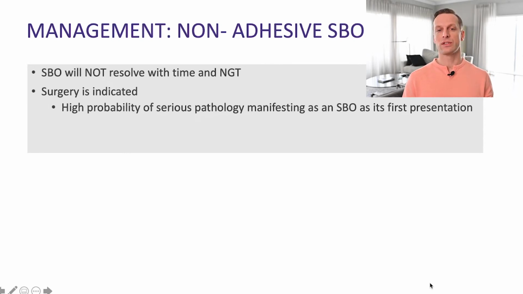The other indication for surgery that's consistent in bowel obstructions is this issue of the non-adhesive small bowel obstruction. Non-adhesive bowel obstructions will not resolve with time and a nasogastric tube. And surgery is indicated because that is typically a presentation of a more severe pathology, like a cancer, at its first presentation. So going to the operating room on a non-adhesive small bowel obstruction more often than not results in resections of a component of small bowel or a diagnosis of a more severe pathology.